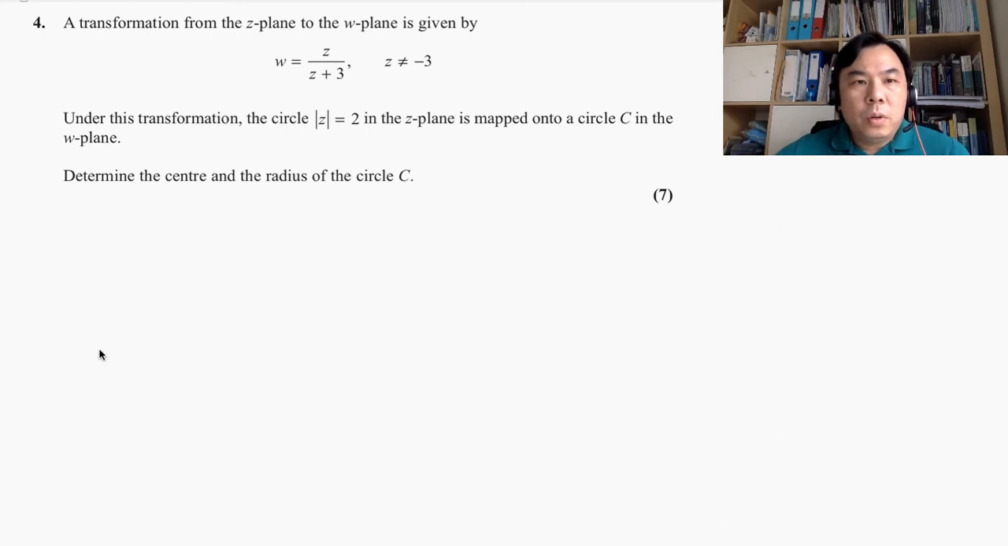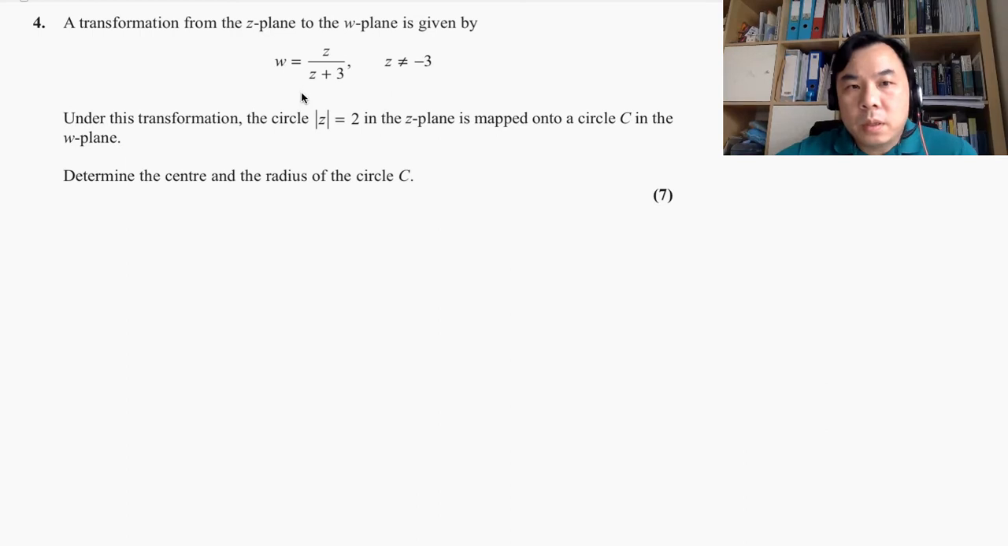Alright, question 4 is transformations of complex locus from the z plane to the w plane according to these transformations here. Under this transformation, the circle given by a radius of 2 centered at 0 in the z plane is mapped onto a circle C in the w plane. Here I'm going to show you how they did it in the syllabus.